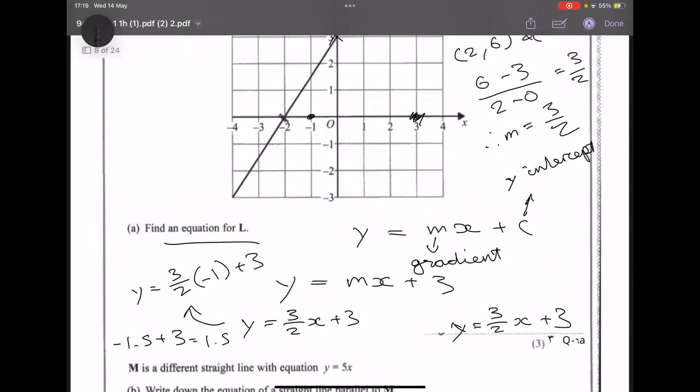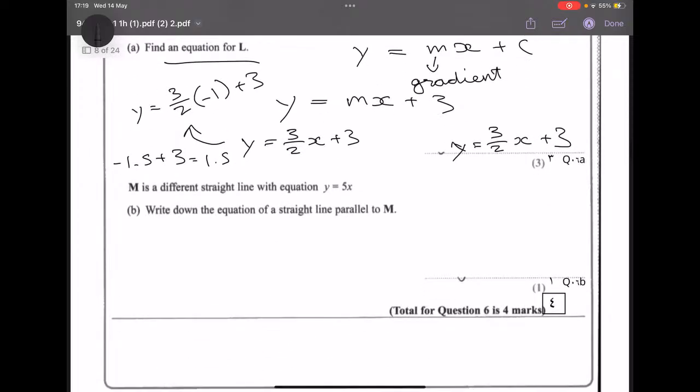We should check here. Yes, it is at 1.5. That means we have got our line correct.